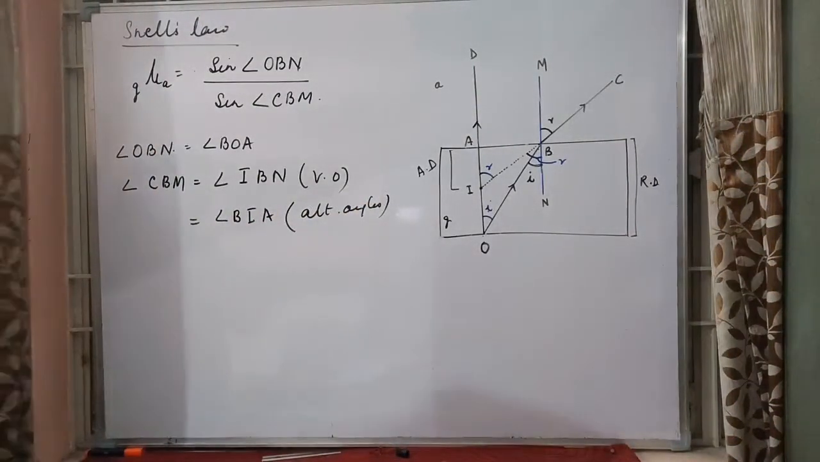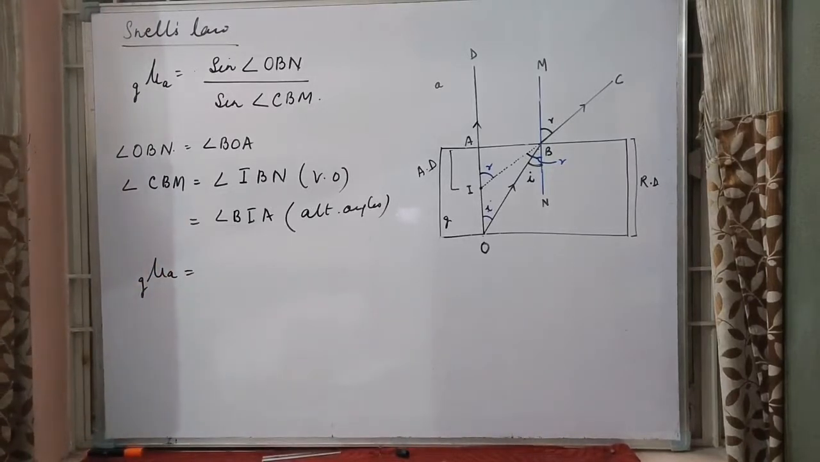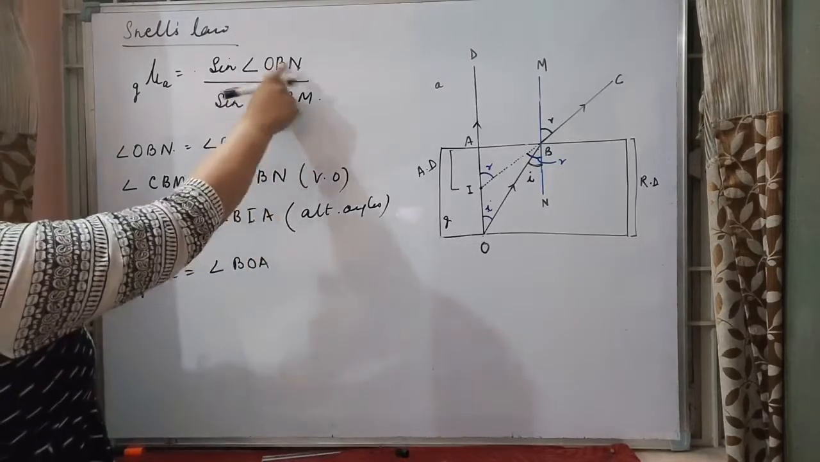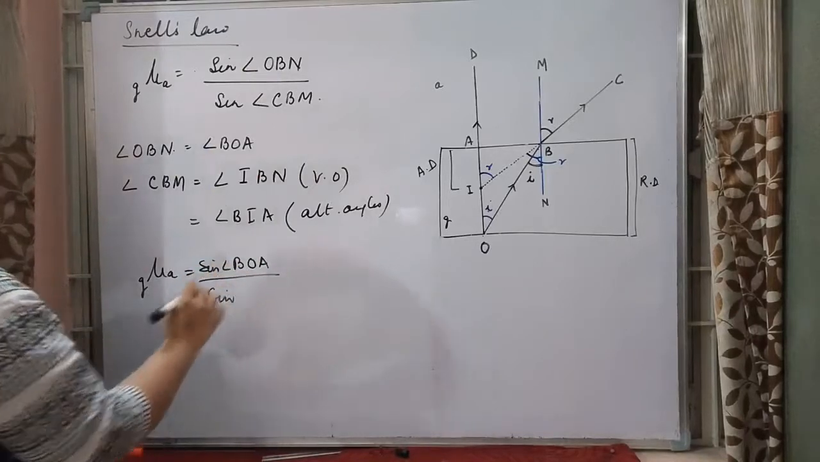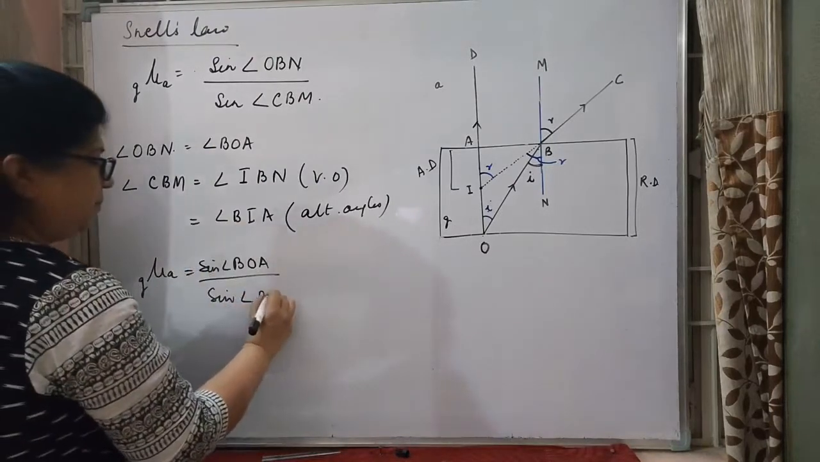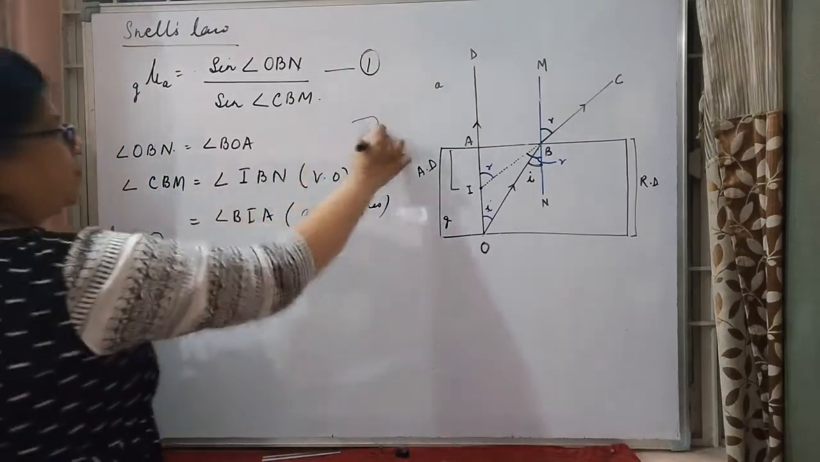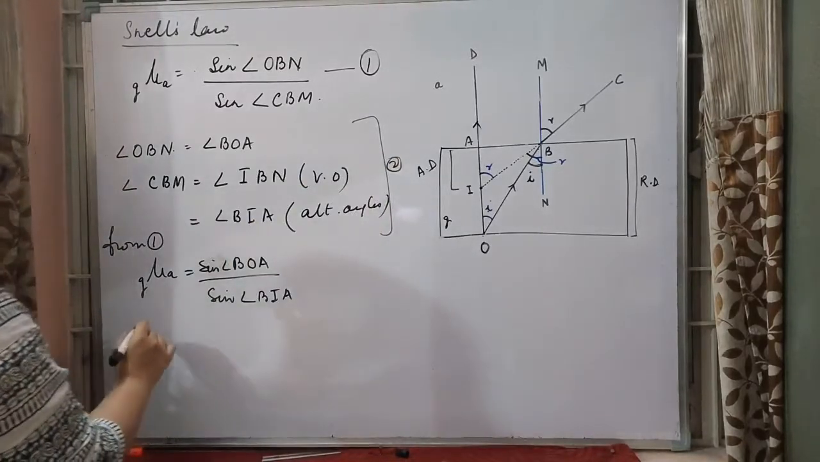ठीक है, which means here that mu AG can be written as sin angle OBA की जगह हम क्या लिख सकते हैं आपका एंगल BOA, इसकी जगह हम ये लिख सकते हैं साइन ऑफ एंगल दिस, एंड साइन ऑफ CBM की जगह हम क्या लिख सकते हैं आपका BIA, एंगल BIA. So from 1 and इस पूरे को ले लीजिए आप 2, आपने रिलेशनशिप ढूंढा है, you can write this. Okay, now we will find the values.